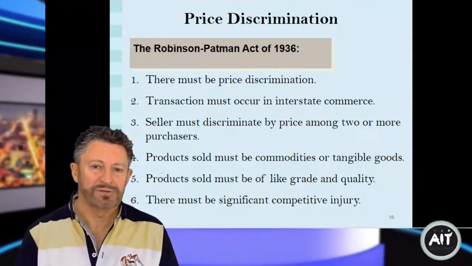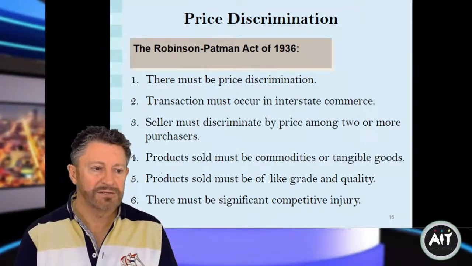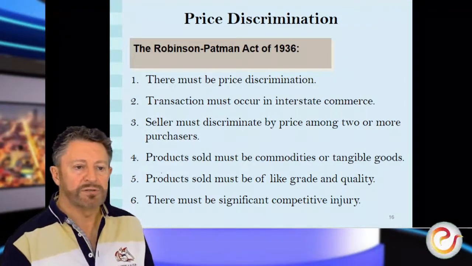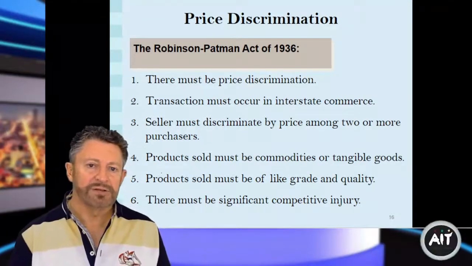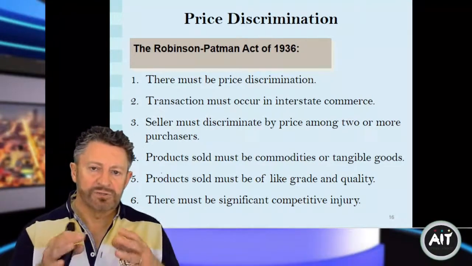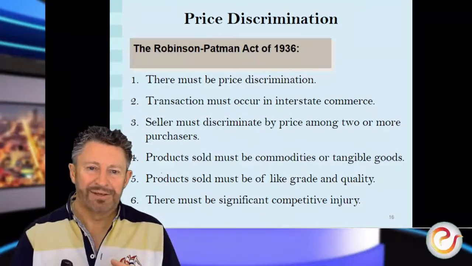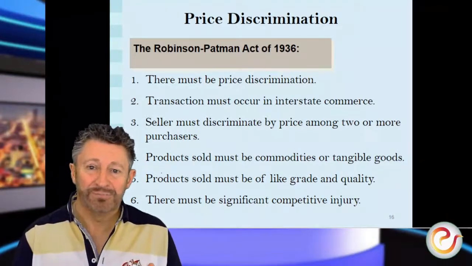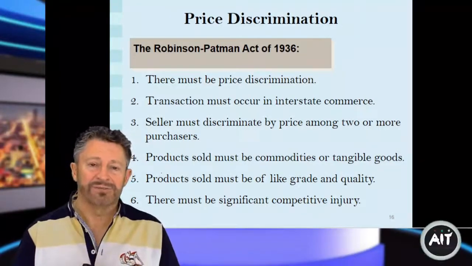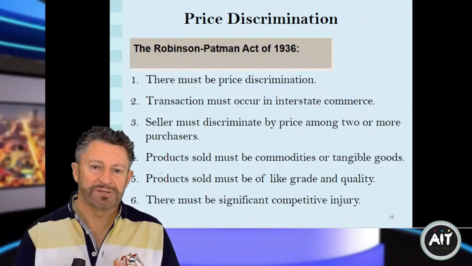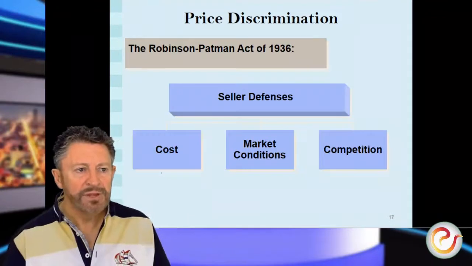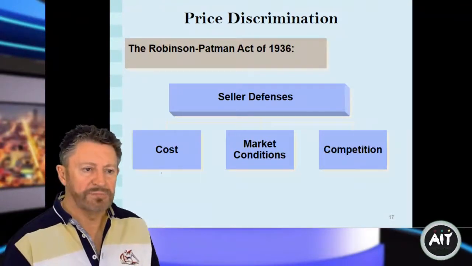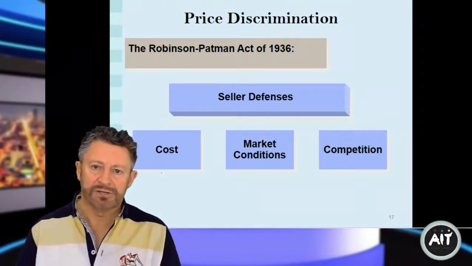Like grade and quality doesn't mean they have to be exactly the same, and there must be significant competitive injury. So in this case, you're discriminating, you're able to inflict pain on your competitors. In other words, you're able to sell at such a price that they can't possibly compete against you. So the seller's defense can be cost, market conditions, and competition.